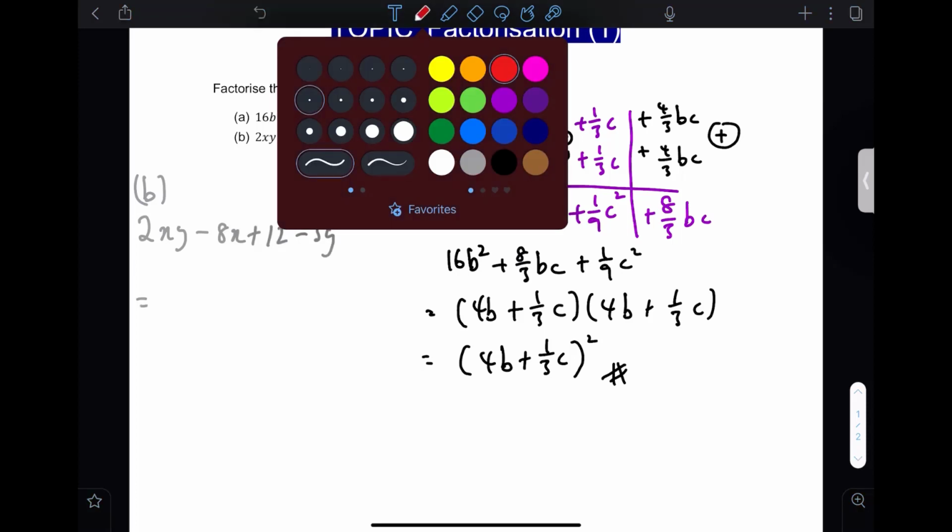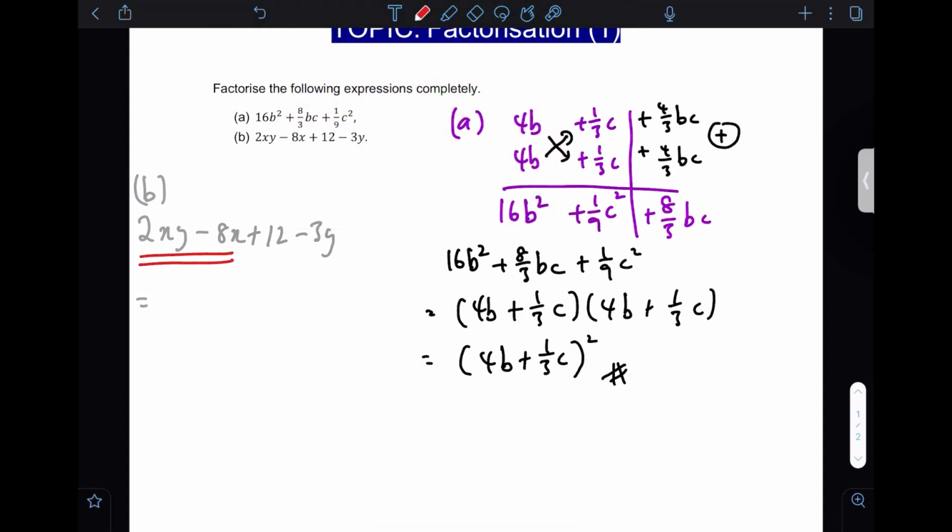Okay, so we have the first 2 terms, which we can take out a common factor of 2 and x as well. And the last 2 terms as well, we can take out 3 from here. So when you take out 2x for this first guy here, you are left with y. The second guy here, you are left with minus 4.